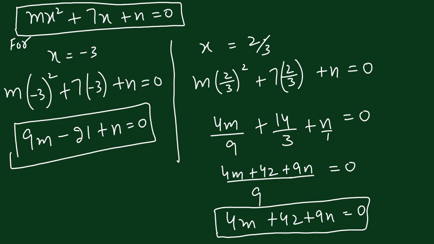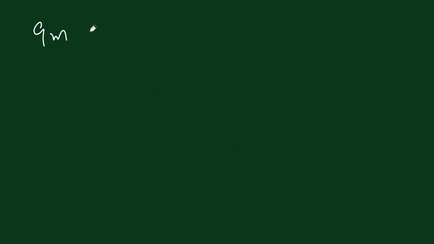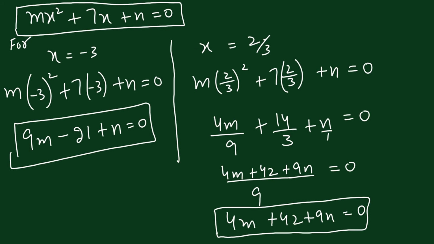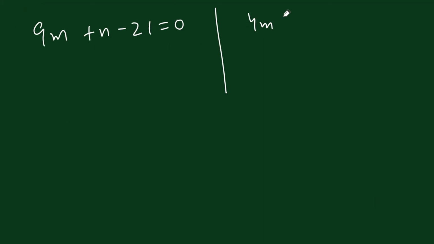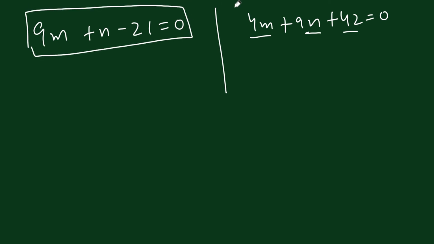Just rearranging. So how can we write it now? We can write it as 9m plus n minus 21 is equal to 0. That's one equation, right? And the other one, 4m plus 9n plus 42 is equal to 0. Can I simplify this further? If 4, 9 and 42 were divisible by the same number, we should have divided each term by that number, but they are not multiples of any similar number. So in short, this is our one equation and this is our other equation.